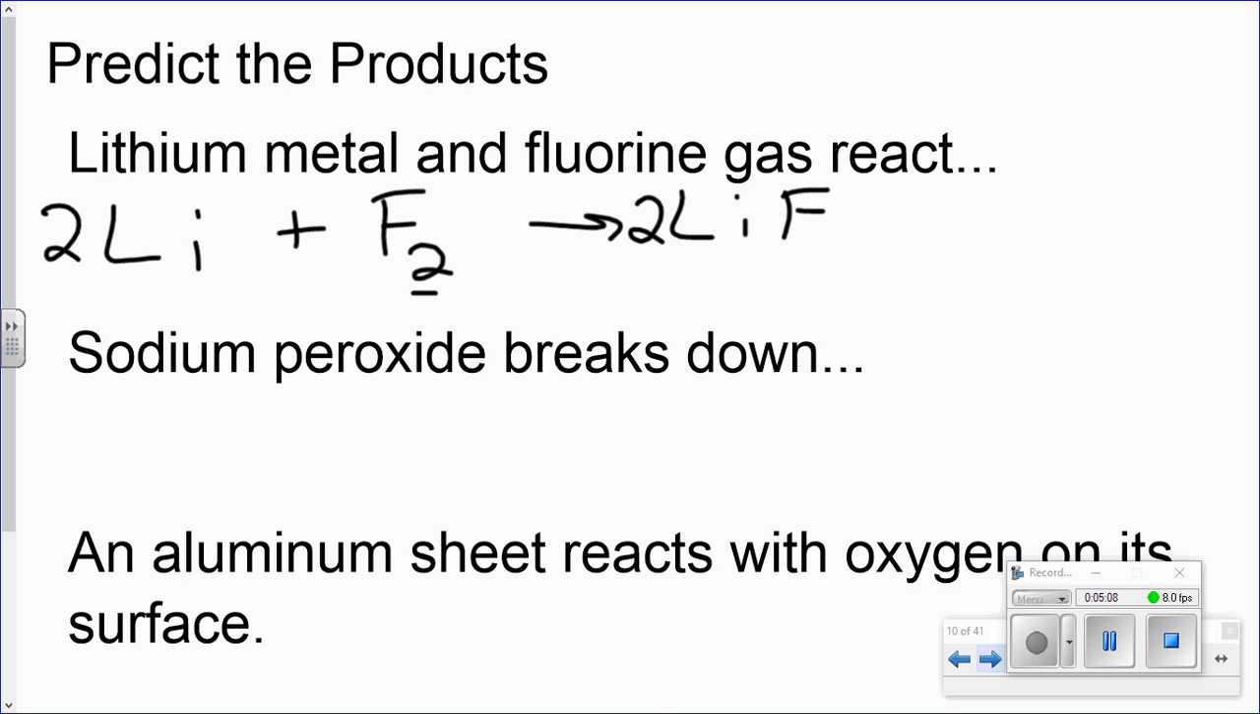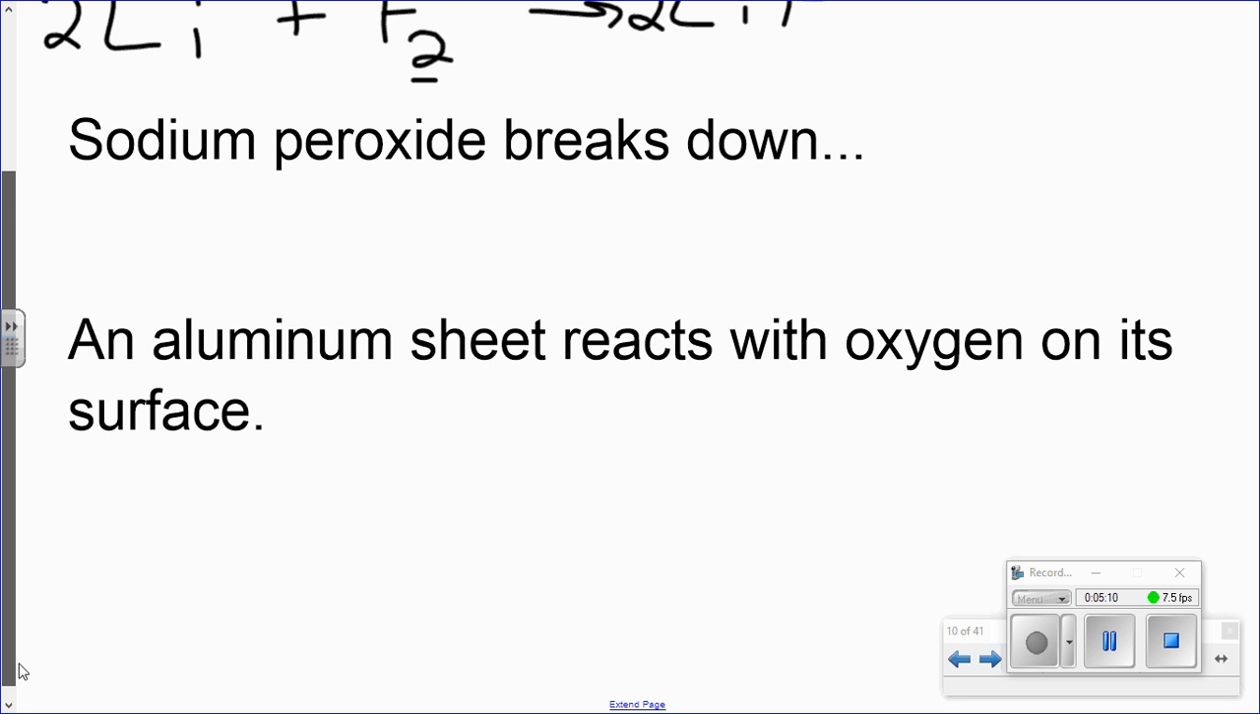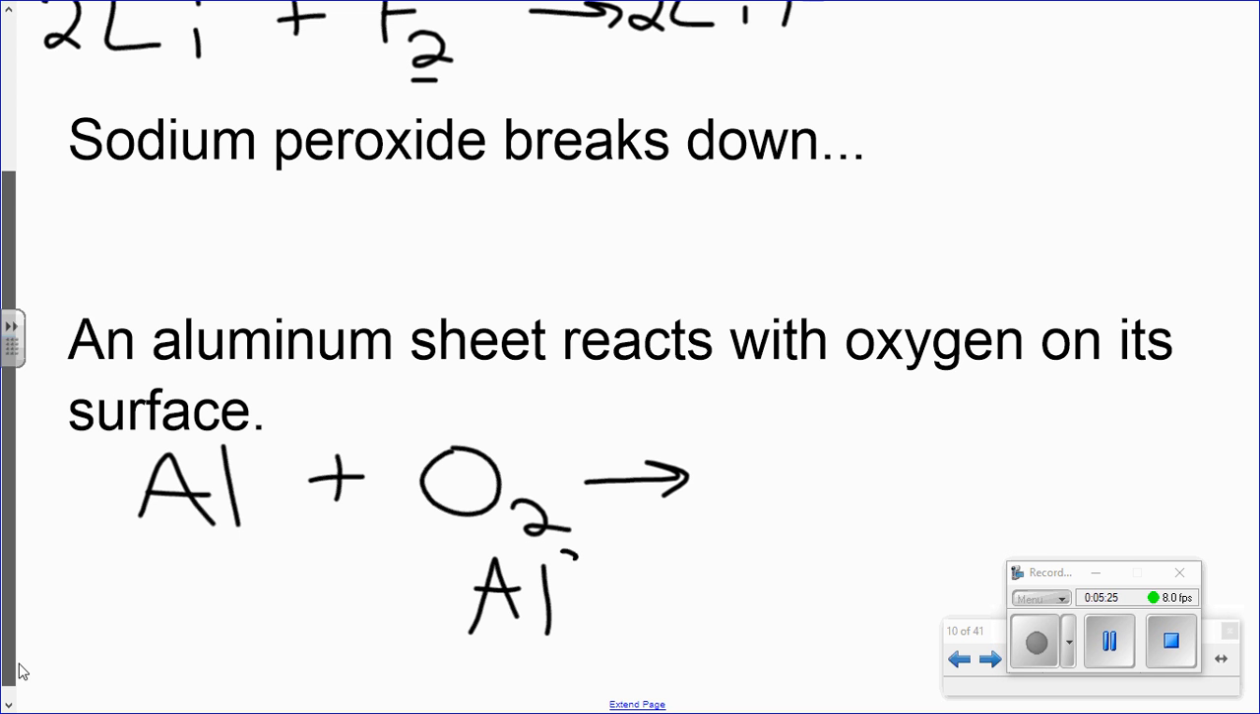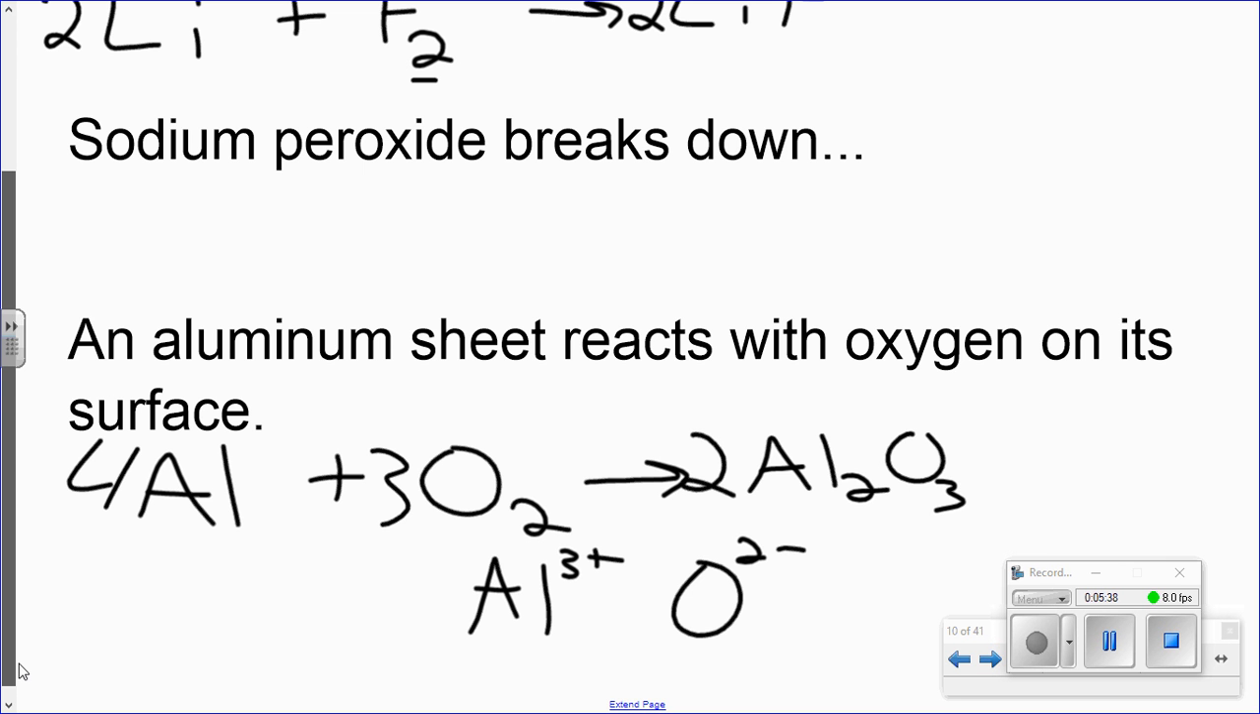Okay, I'll do sodium peroxide in class. Let's go to this one. An aluminum sheet, that's just aluminum metal, reacts with oxygen here. Professor H. Broncliffe, be careful, that keeps popping up, guys. So Al is 3 plus, because that's a metal, so I use my ion sheets. O is 2 minus. Al2O3. And to balance this, that is correct.